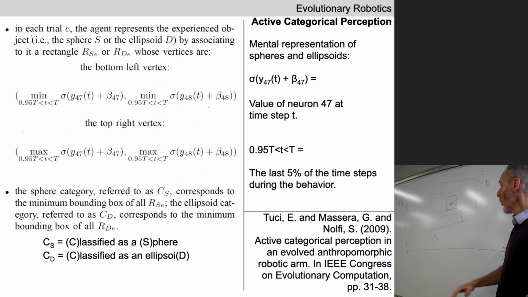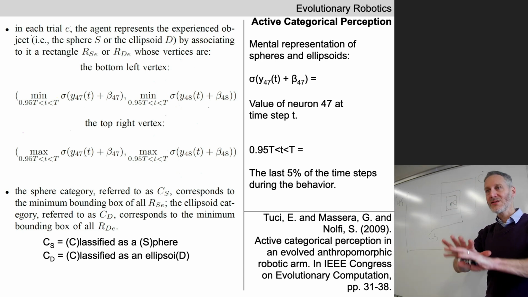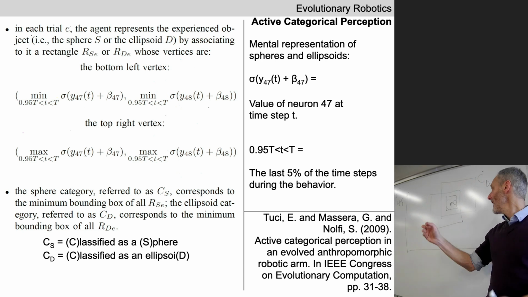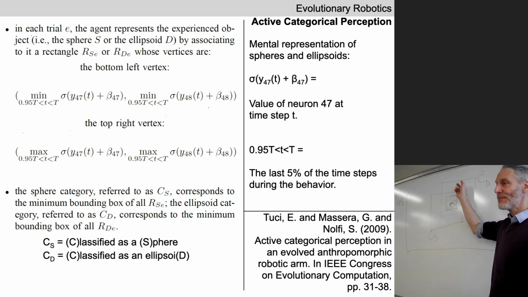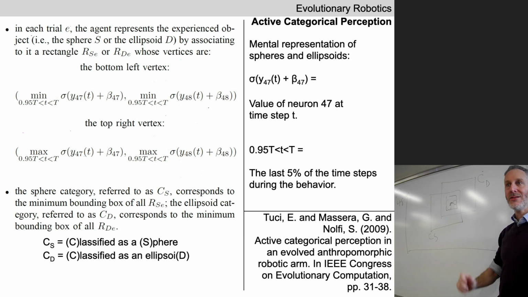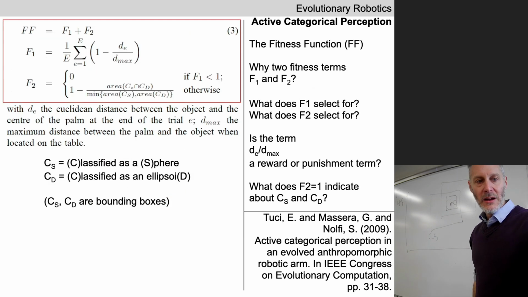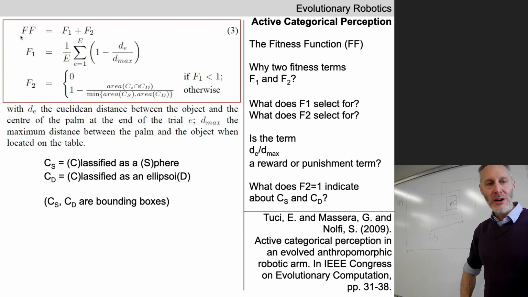problematic. When these 2 bounding boxes are non-overlapping, this case never exists from the robot's perspective. It's either a sphere, an ellipsoid, or it's neither. Yeah? Okay. Here's the actual fitness function they use.